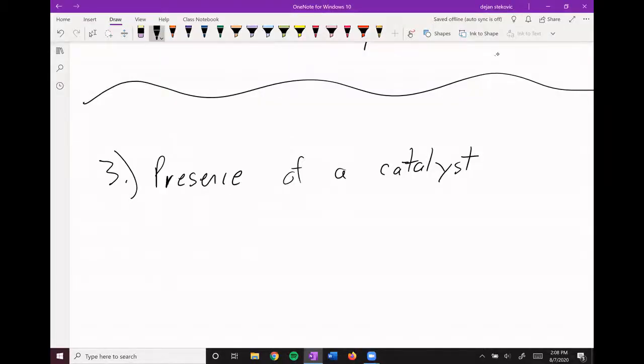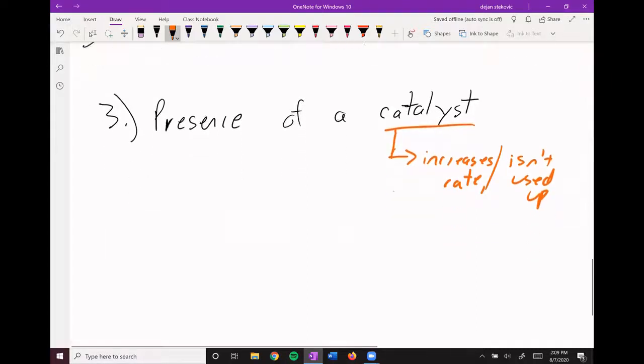All right, next up, we're gonna take a look at the presence of a catalyst and see what effect that has on the rate of our reaction. So remember that a catalyst is something that increases the rate of reaction, but it isn't used up itself. So it's there at the beginning of a reaction, and it's there at the end.